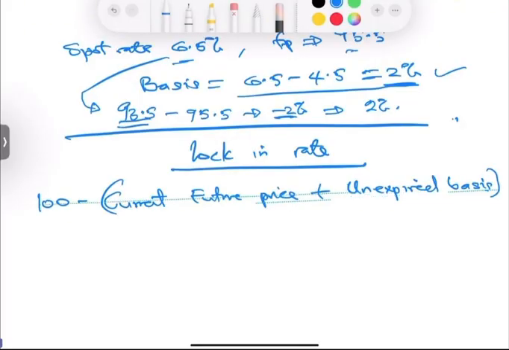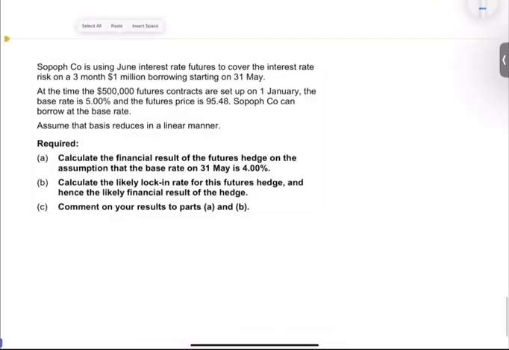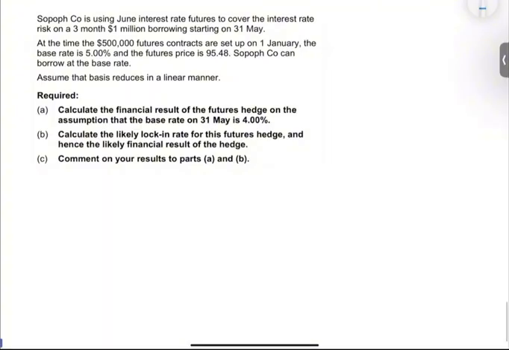So this gives you a locker, and I'm going to look for an example that we can use to deal with that quickly. So I want us to do this one. You have a company that wants to use June interest rate futures to cover the interest rate risk on a 3 month borrowing that will start 31st of May. And at that time, there's a 500,000 contract available that's been set up 1st of January.